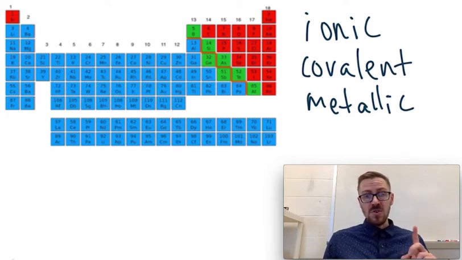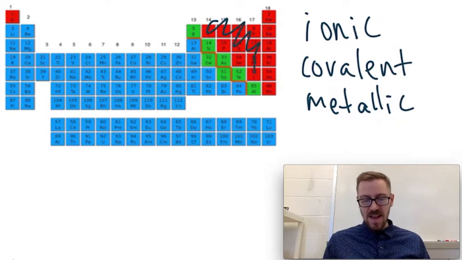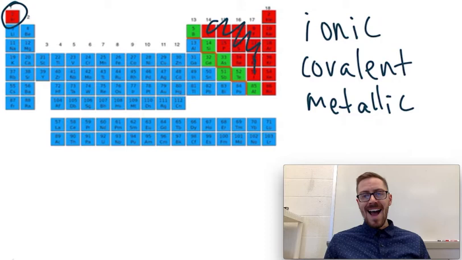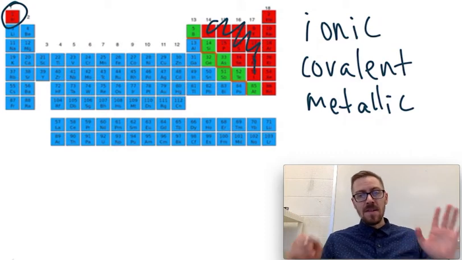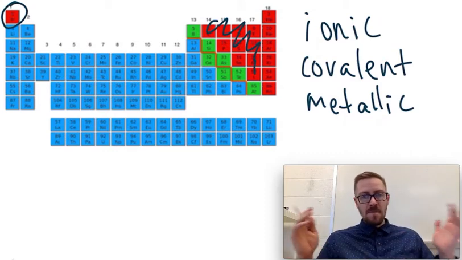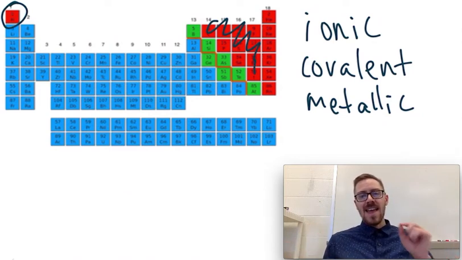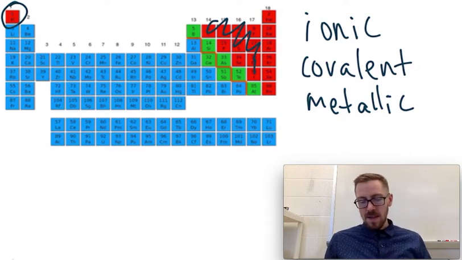I do want to call your attention to one thing. When you look at this periodic table, you'll see everything over here is red, and there's one red square over there. Hydrogen counts as a non-metal. Sometimes it acts like a metal, but for us, and really for most circumstances, unless it's really high gravity and really low temperatures, hydrogen counts as a non-metal. So hydrogen will form covalent bonds.